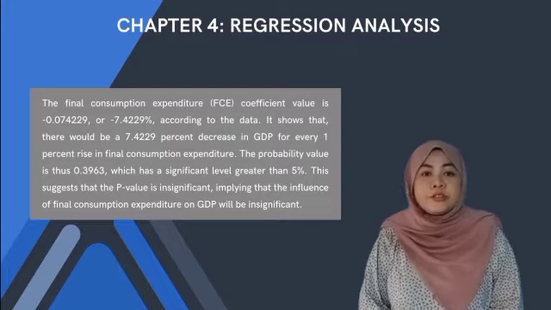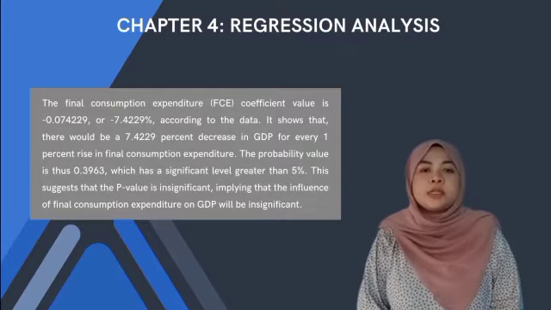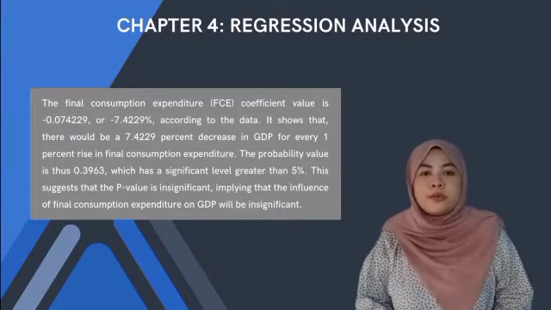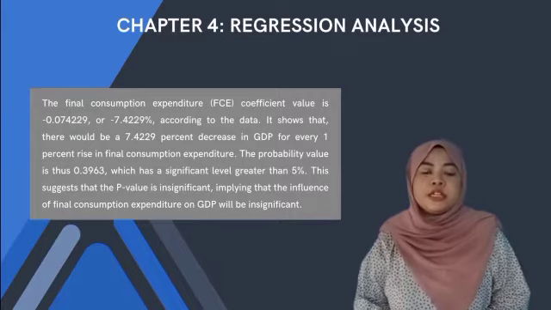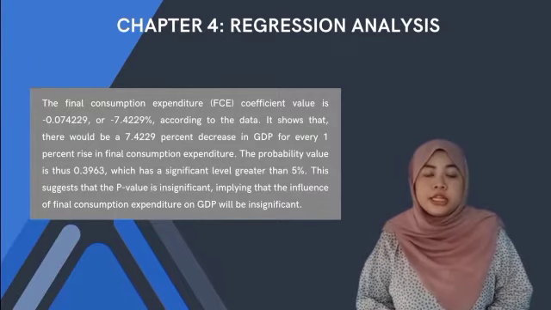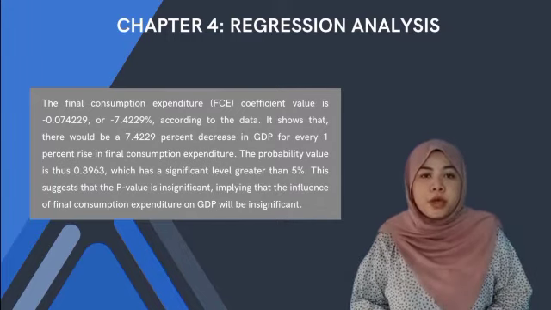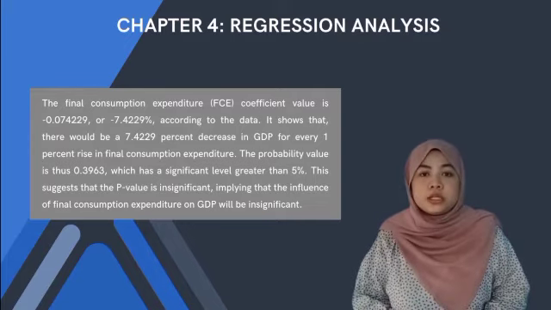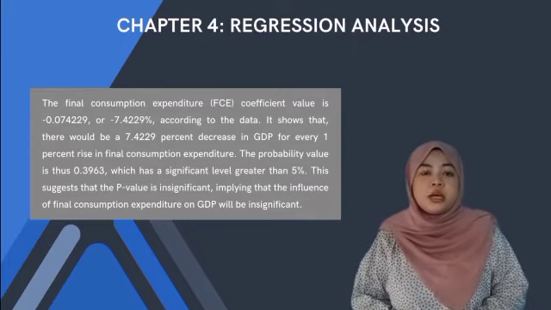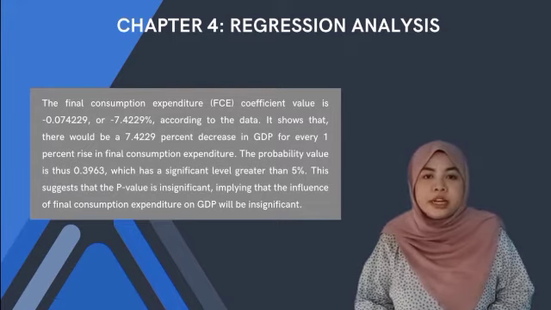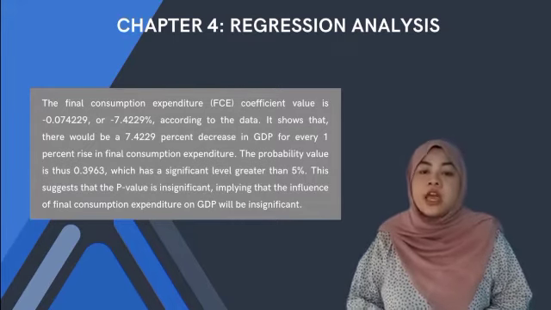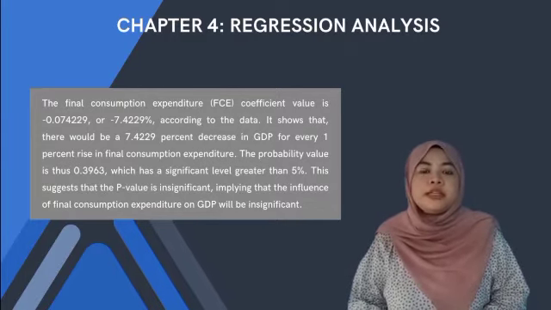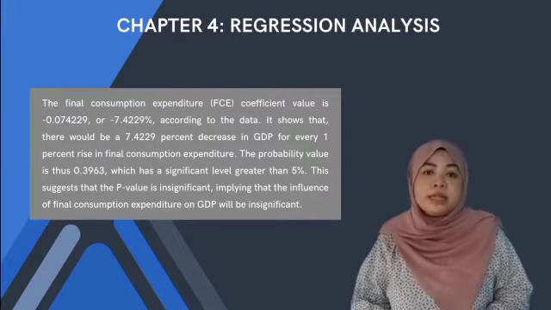Next, the second component is final consumption expenditure. The final consumption expenditure coefficient value is negative 0.074229, or negative 7.4229% according to the data. It shows that, assuming all other things stay constant, there will be a 7.4229% decrease in GDP for every 1% rise in final consumption expenditure. The probability value is 0.3963, which is greater than the 5% significance level. This suggests that the p-value is insignificant, implying that the influence of FCE on GDP will be insignificant.